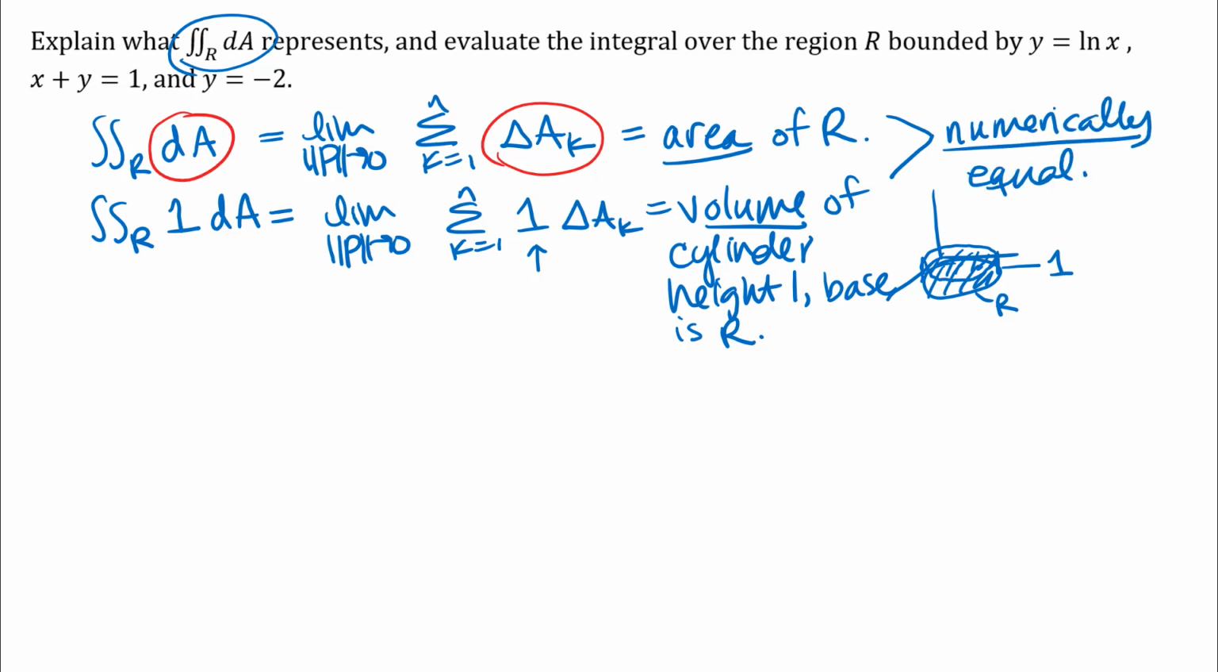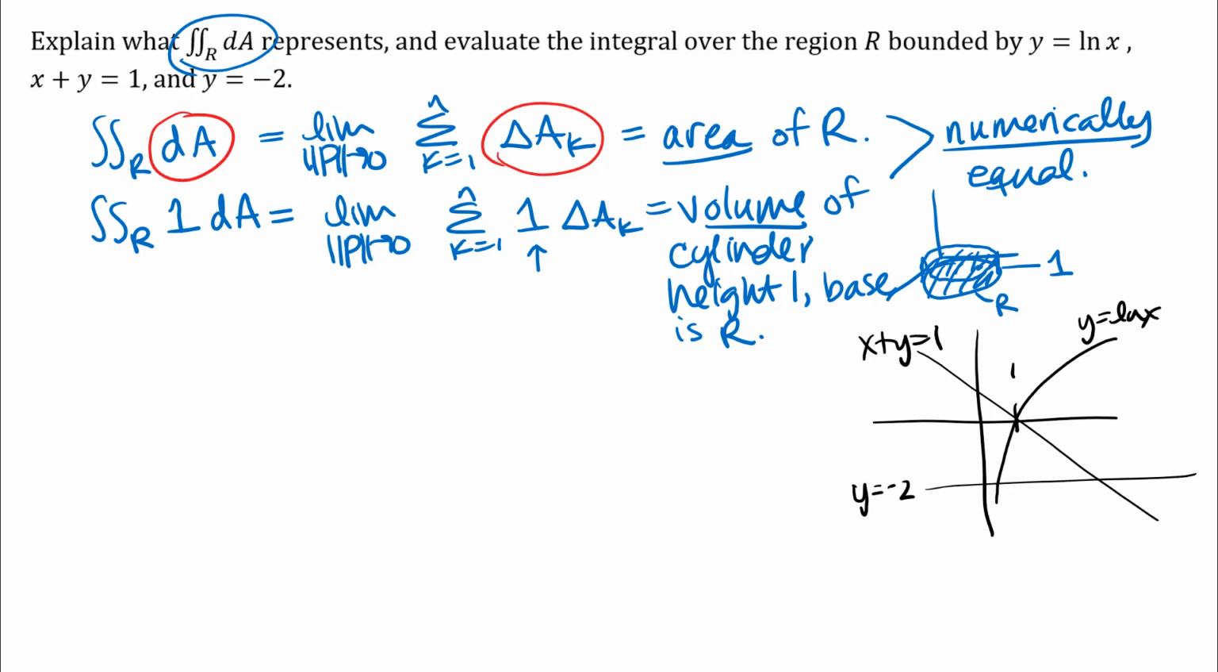If we need to think about dimensions, then maybe they don't have the same dimension. Area would be measured in square units and volume would be measured in cubic units. But if we're just interested in the numerical answer here, numerically those two things are equal. All right, so now that we understand what this integral represents, let's go ahead and evaluate this integral over the region R that's described. So the first thing I need to do is draw that region R. And I'm just going to draw that in the xy plane.